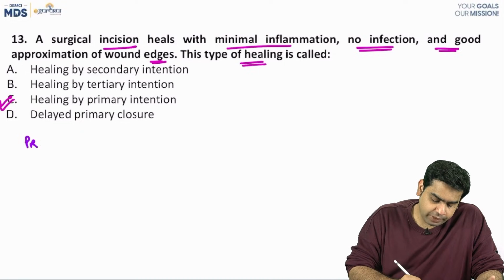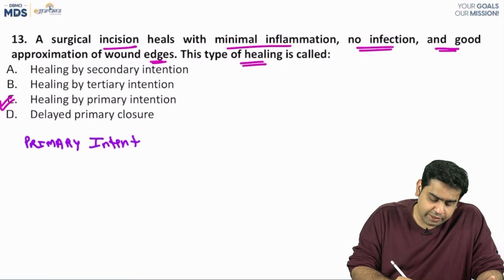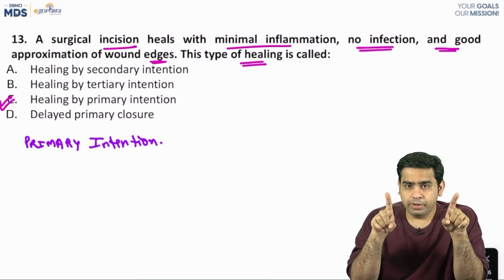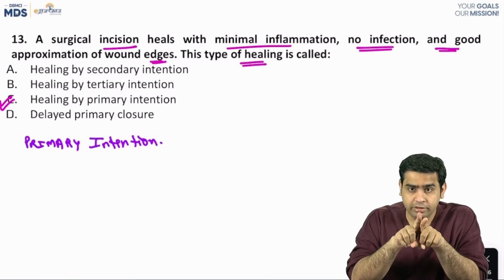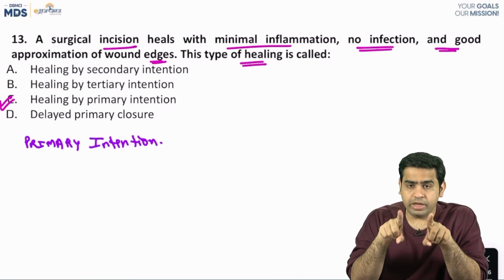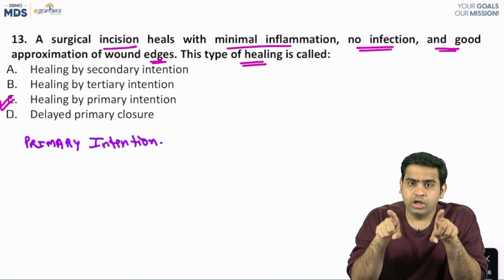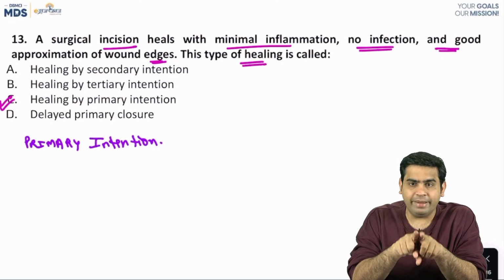Healing by primary intention. What happens in this healing by primary intention? In the primary intention, what you basically do is bring the two edges of the wound together and take the stitches. So the two edges of the wound are brought together and sutured with each other. This is what is called healing by primary intention.